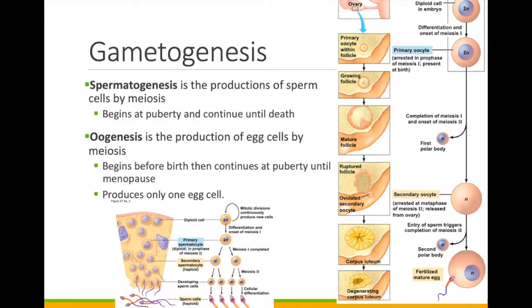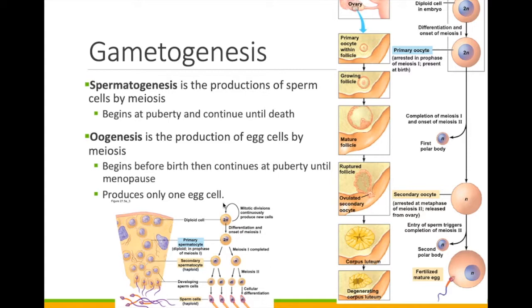Gametogenesis is the process of creating gametes. So spermatogenesis is the process of creating sperm through meiosis. In men, this begins at puberty and then continues until death. So most men remain fertile their entire lives. The amount of sperm production does taper off as men get older, but it's usually still enough to impregnate a woman, all the way up into like 50s, 60s.